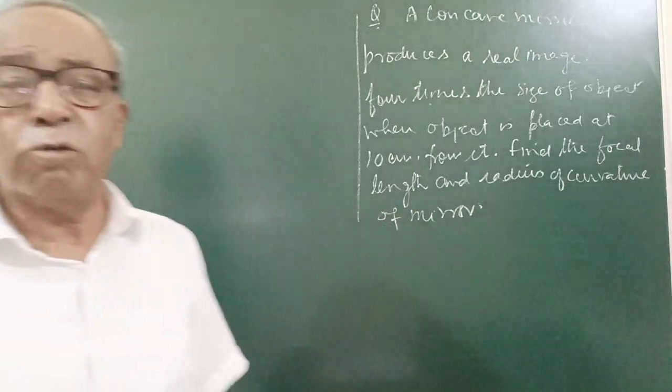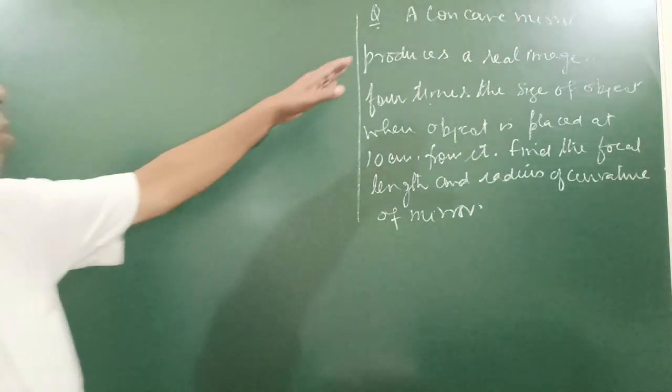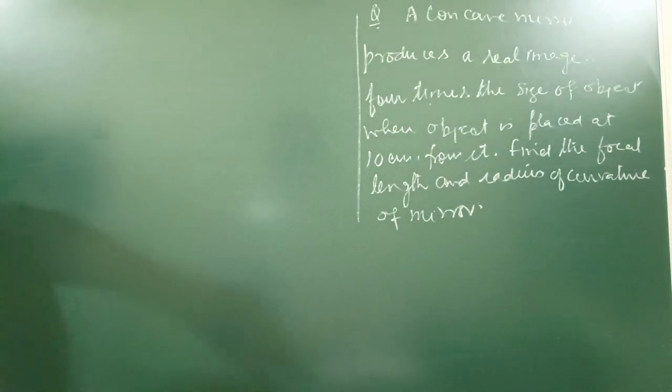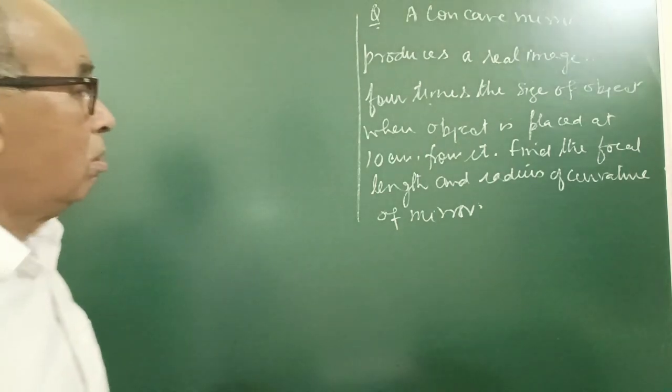Yes, dear students, the question here is numerical. A concave mirror produces a real image, 4 times the size of the object, when the object is placed 10 cm from it.